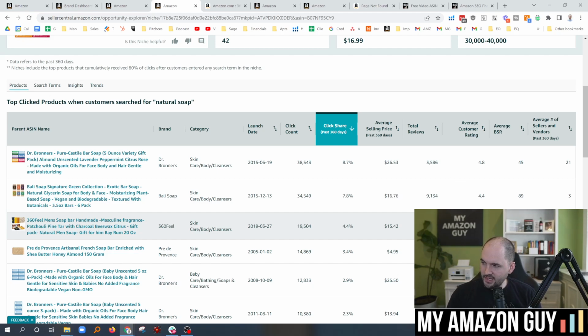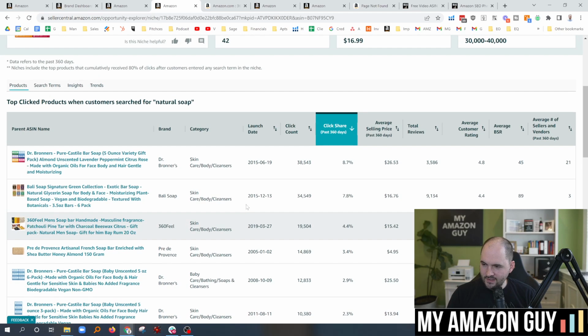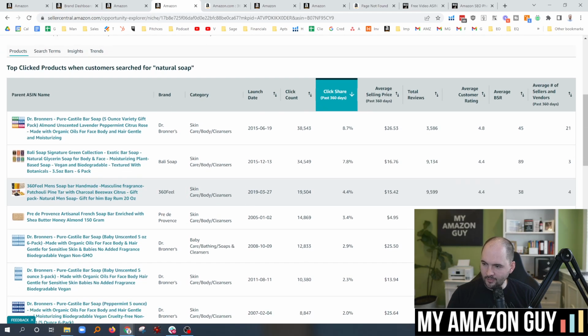You can see the BSR. This is the average rank they have in the top of Amazon. Then the average number of sellers and vendors for a particular ASIN. If you wanted to know how many people actually sell this particular product, that might matter more for some of the retailers than, say, somebody who's going to private label.